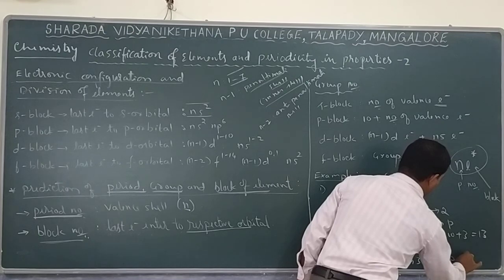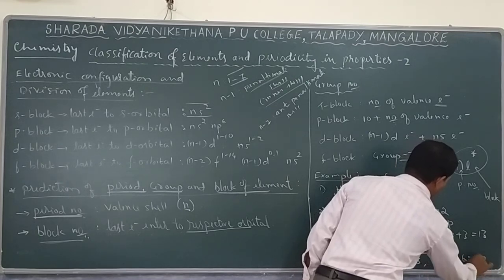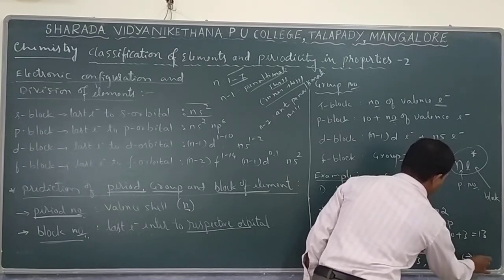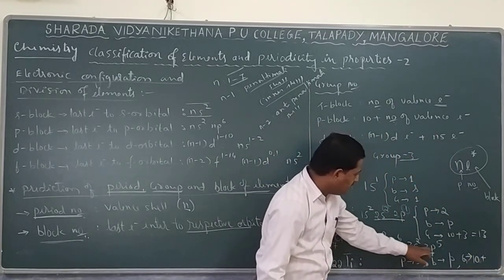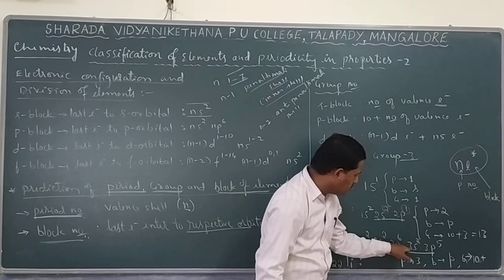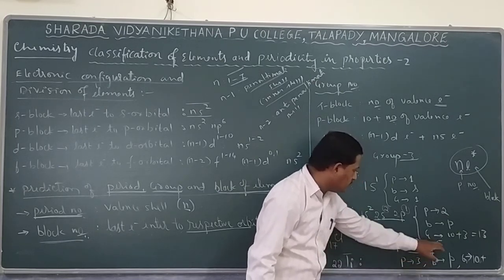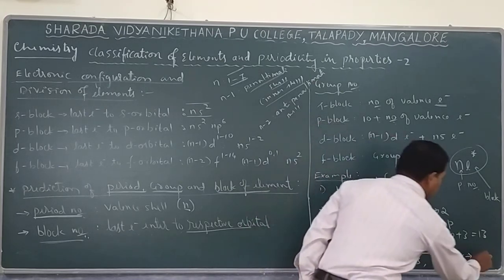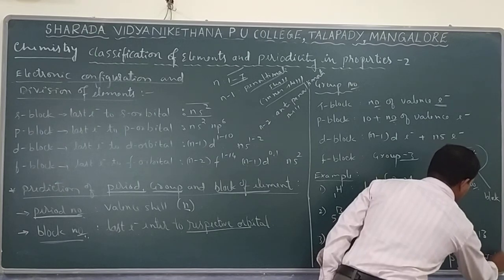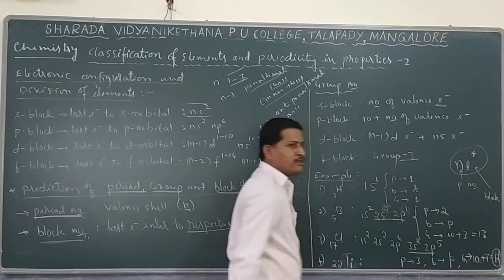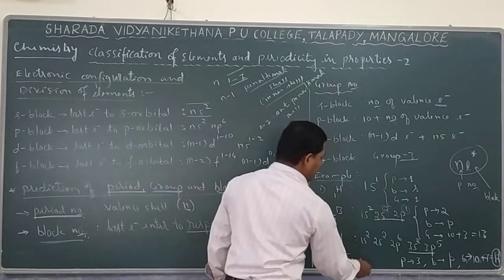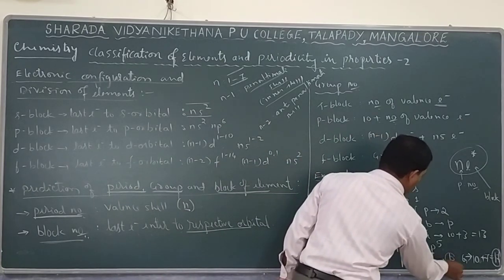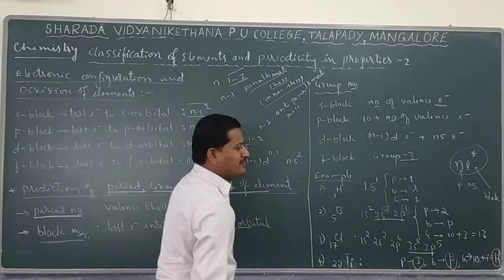So here it is: group number is 10 plus the number of valence shell electrons. How many valence shell electrons? 3 is the valence shell. 2 belong to 3s, 5 belong to 3p, total 5 plus 2, 7. So 10 plus 7 means it belongs to the 17th group. So our chlorine belongs to the 17th group. So the period number is 3, the block is p block, and the group is 17.